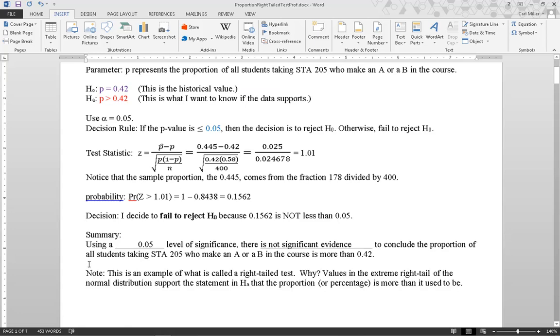Note, this is an example of what is called a right-tailed test. Why is that? Because values in the extreme right tail of the normal distribution would support the statement in the alternative hypothesis that the proportion or the percentage is more than it used to be.